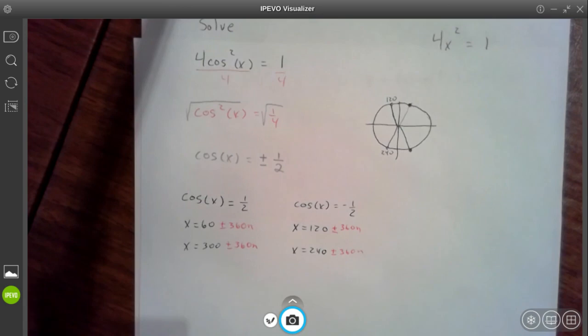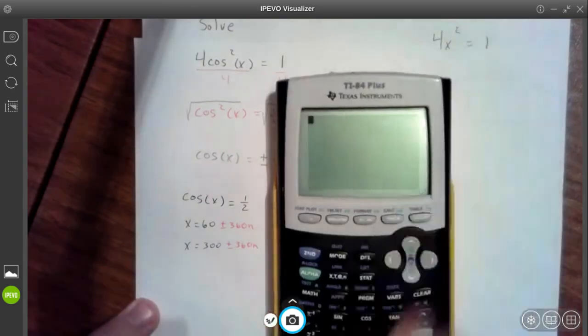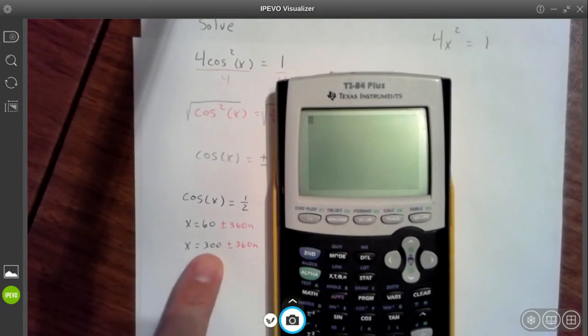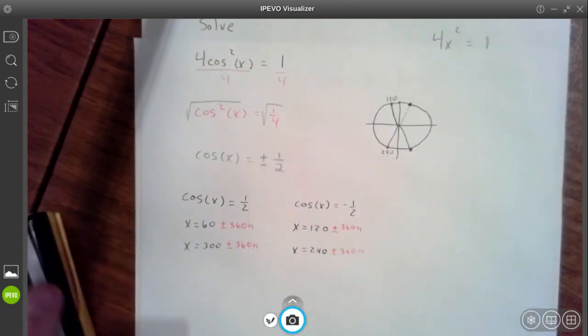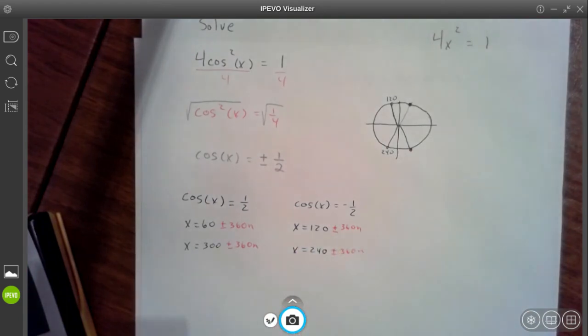I'm just going to go ahead and check my answer. I'll plug one of these in. Let's say I wanted to plug in the 300 for x here. So I'm going to show you how to do that. 300 store to x. Make sure you're in degree mode. And we'll just say 4 cosine of x squared, like that. And voila, it equals 1. So that's our answer. It also works for these two as well.